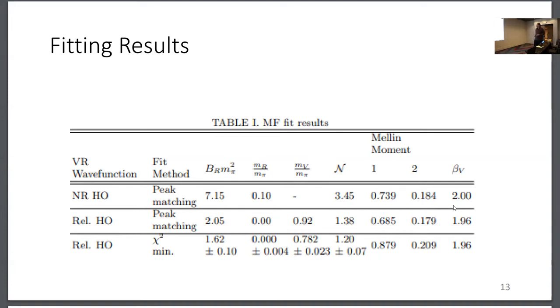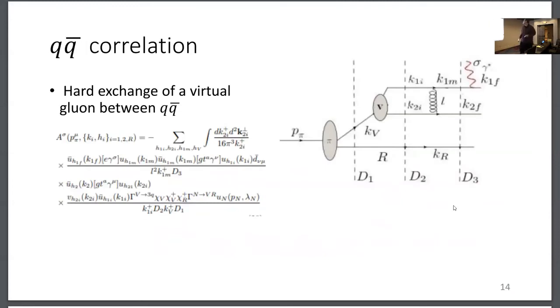And then here are some of the Mellin moments. The first Mellin moment is the normalization. The second Mellin moment is the average x. And then we get that beta V is around 2. That's nice. So that was for the soft contribution.